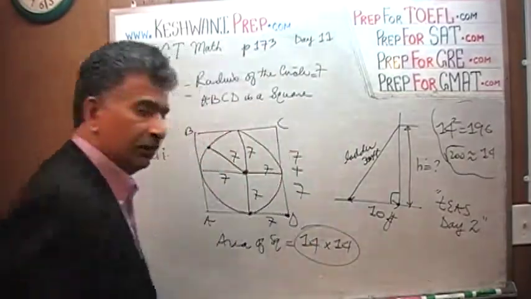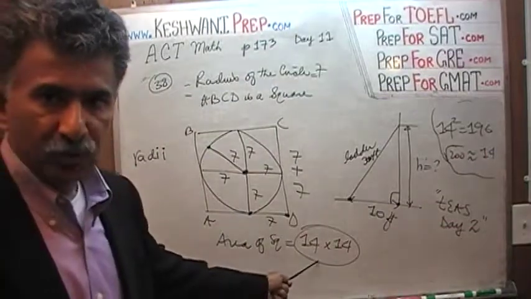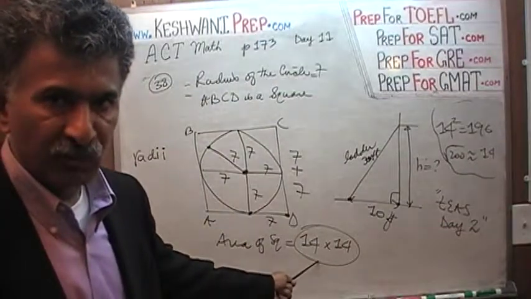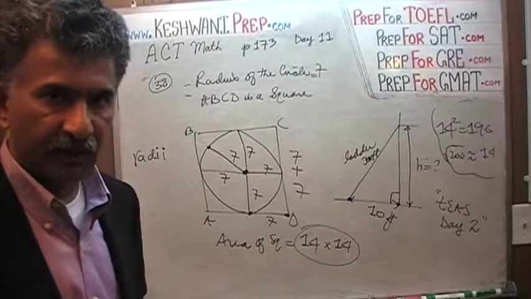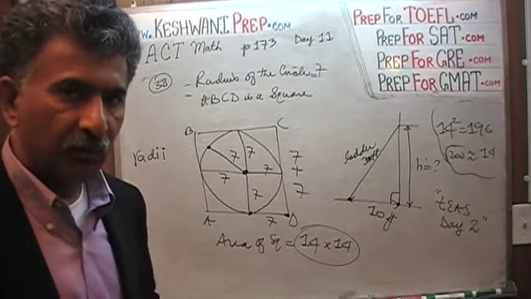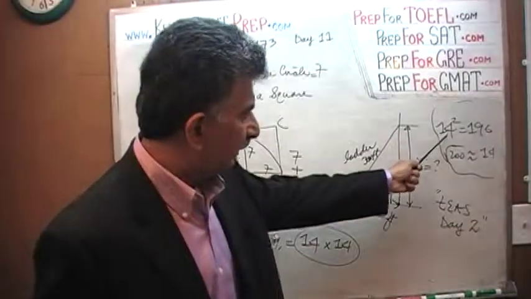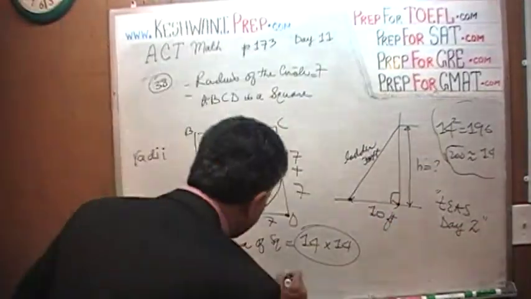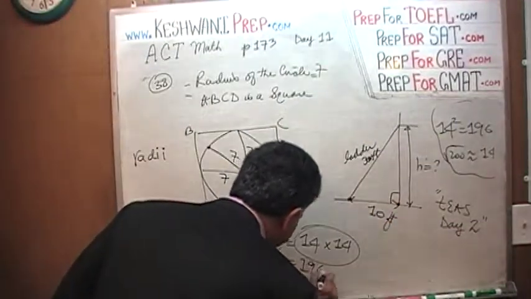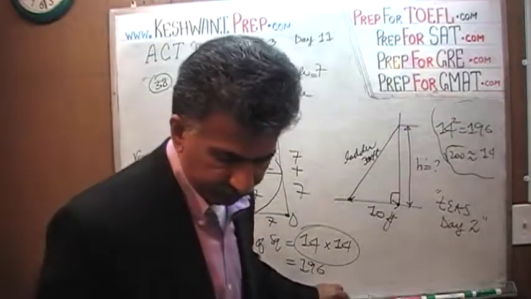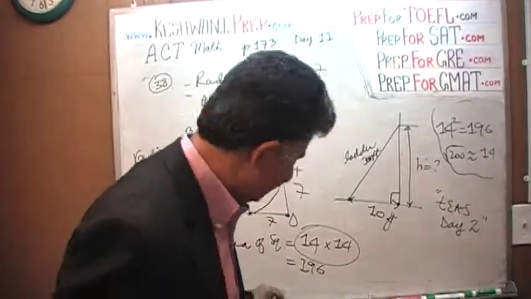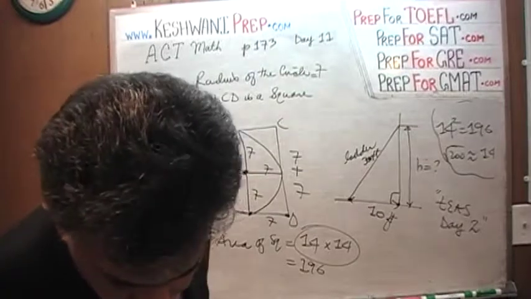Again, as you can see, don't waste your time. You shouldn't have to waste your precious 1 second, 2 seconds in the exam trying to figure out what 14 times 14 is. You must know your squares by heart. 14 squared is 196. 196 is the answer.